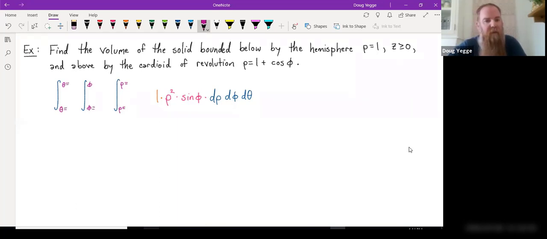Okay, so now we need to think about what this is saying. It's saying that this region is bounded below by the hemisphere rho equals 1, z greater than or equal to 0. Well, a hemisphere is just a portion of a sphere. Rho equals 1 is a sphere, but we're saying that the sphere needs to be purely above the xy plane, which is why I know that the lowest rho value is going to be rho equals 1, since it's bounded below by that hemisphere. And it's bounded above by the cardioid of revolution. You don't need to know the name necessarily. That's what it's called. It's 1 plus cosine of phi.